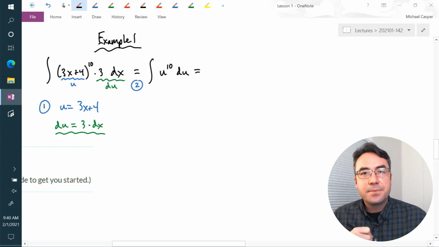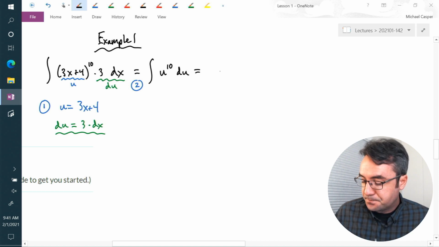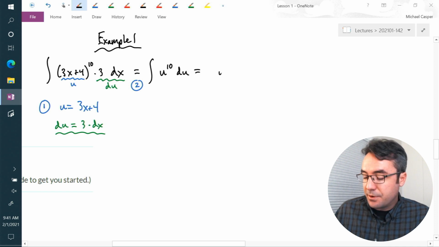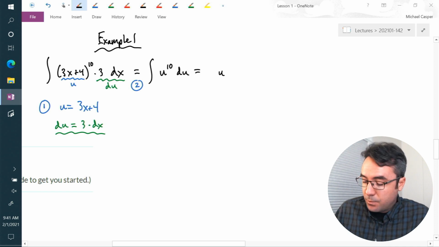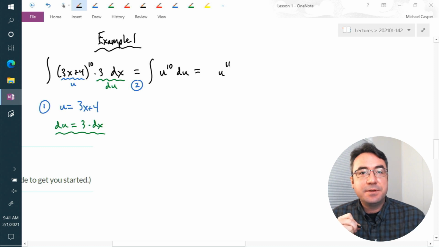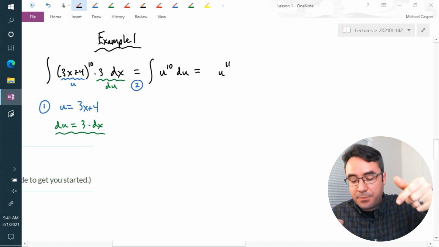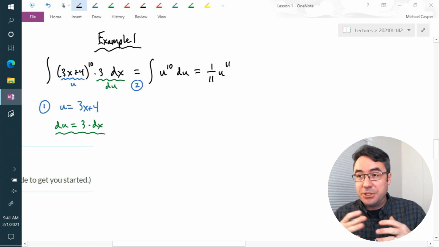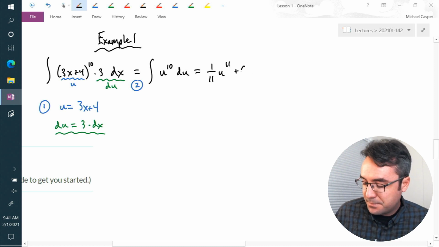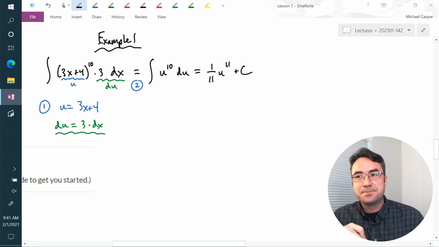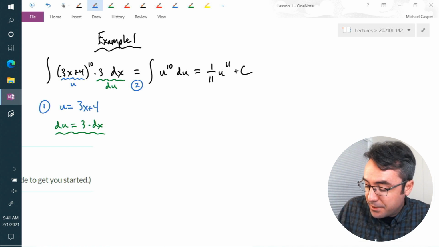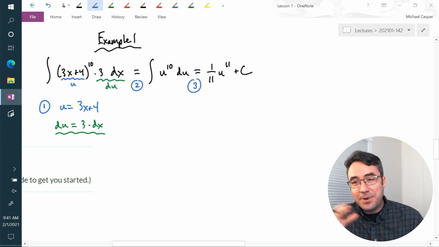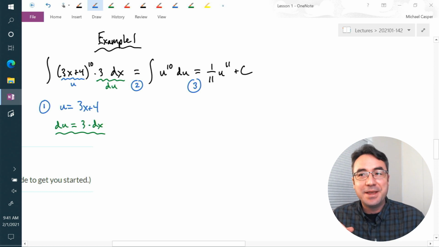So step 3 is to do the integration, and this is just power rule. We're integrating u to the power 10. So our variable is u. We add 1 to the exponent, so that bumps us up to 11. Take that new exponent, flip it, put it in front. So we get 1 over 11 in front. And we just did the integration, so plus c there at the end. And that's step 3, do the integration. You don't want to forget, that's the whole thing we're doing here, we want to do the antiderivative. So at some point you have to do an antiderivative.